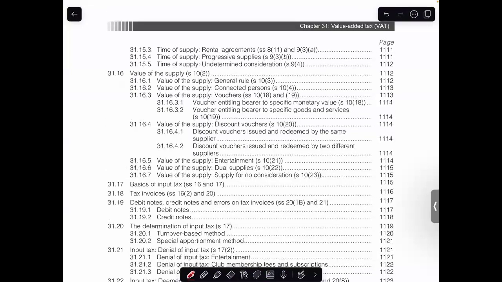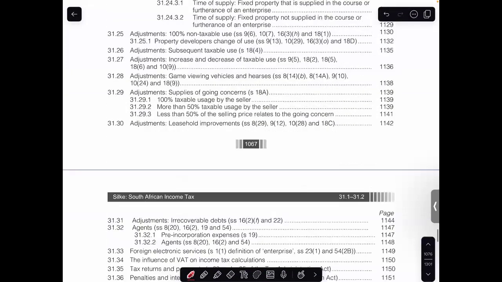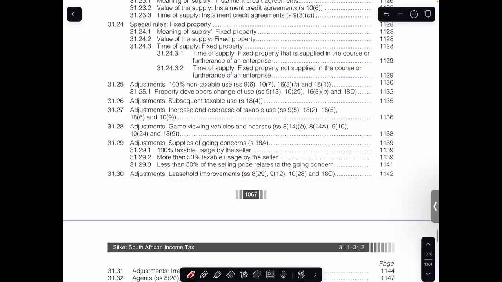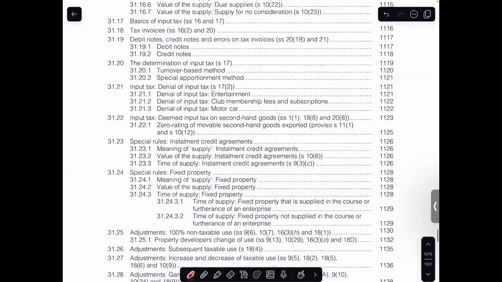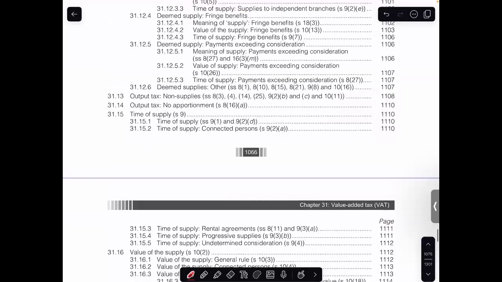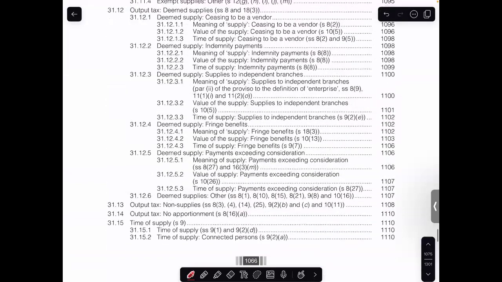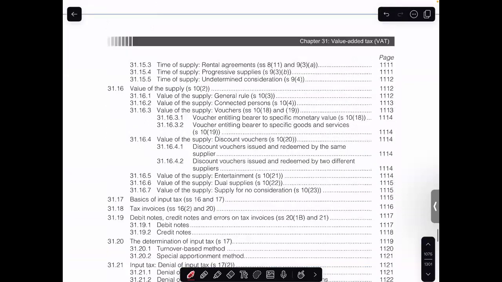All right, basic pressure room, adjustments. What is it that I want? Rate of supplies, output, deemed to supply, indemnity payment. Want this one? Take me there. 98.